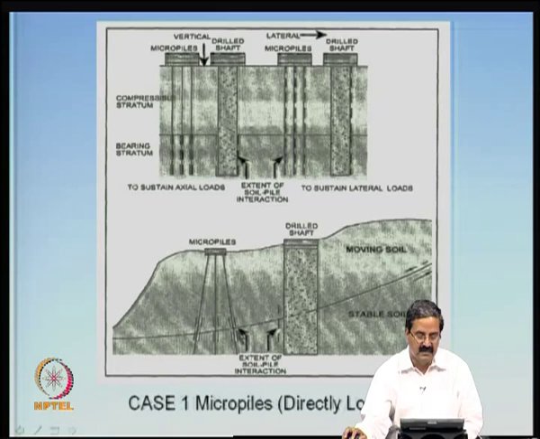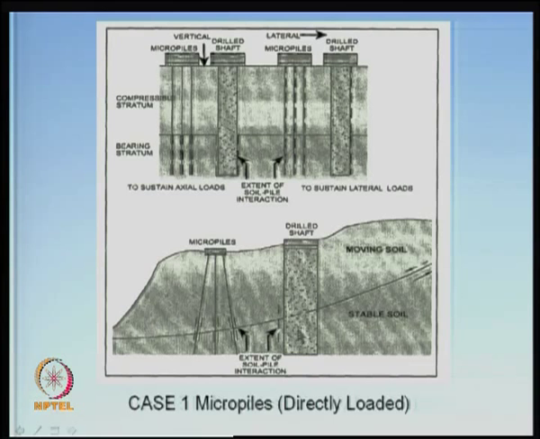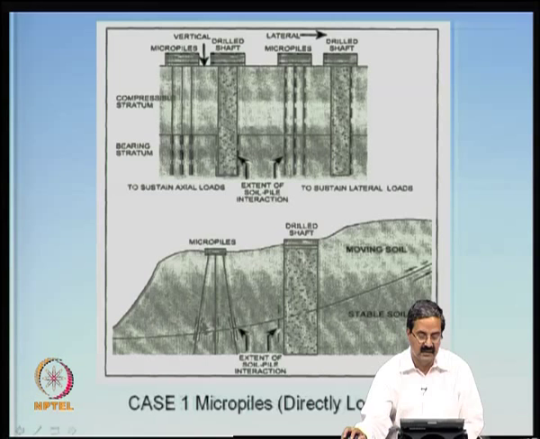This is what I said: it is called directly loaded materials, where in case one of the micropiles, these materials are loaded directly and then you get the advantage. You can see that here you are trying to design it for the vertical component. You can see a line here where you have a force, and the same force is now replaced with these micropiles; the shaft resistance is there, the same shaft resistance you are able to get from here.